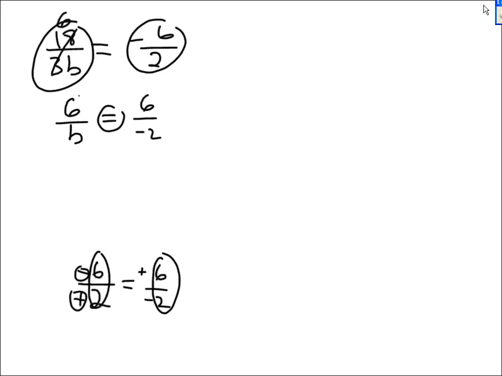If two fractions are equal and the tops are equal, then I know the bottoms are equal. b is negative 2. b is negative 2.